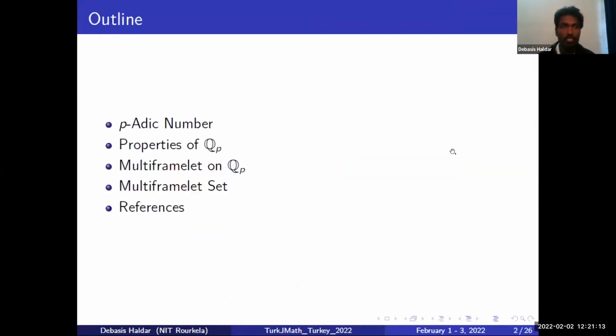So these are the outlines. First, I will discuss what a p-adic number is and the properties of this set of p-adic numbers Qp, then the multiframelet defined on this Qp, the multiframelet set, and the references.